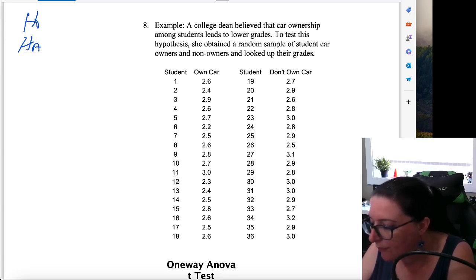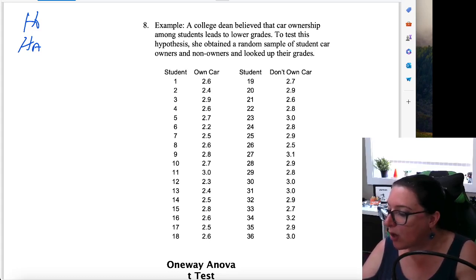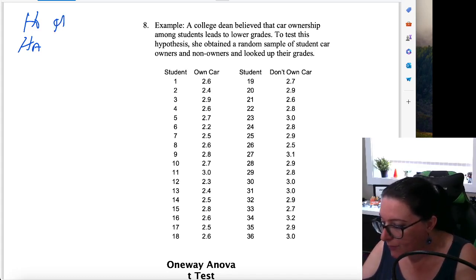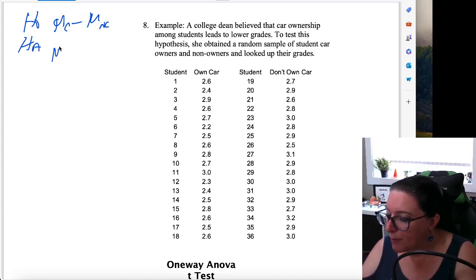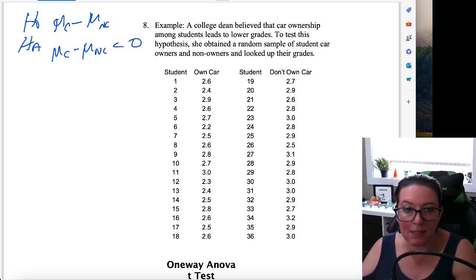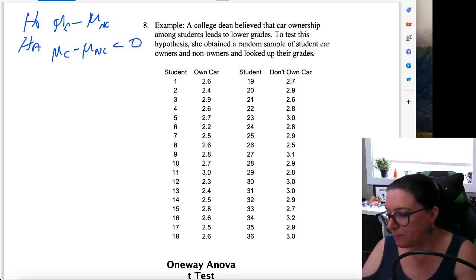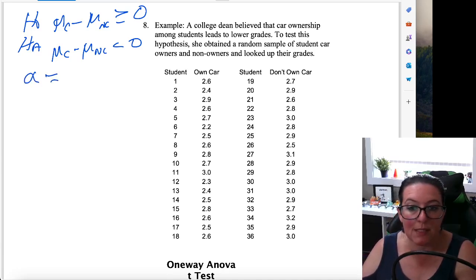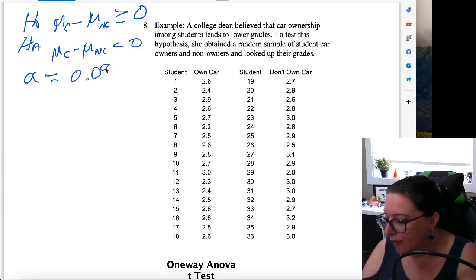All right, null and alternative hypothesis. A college dean believed the car ownership among students leads to lower grades. So here we have mu1, so let's call that car ownership, minus mu no car. And what we believe is that car minus no car leads to lower grades. So if car is lower than no car, this is going to be less than 0. Okay, and that means the null hypothesis is going to be greater than or equal to 0. We need an alpha, so what is the significance level? Maybe we're going to do 0.05 here.